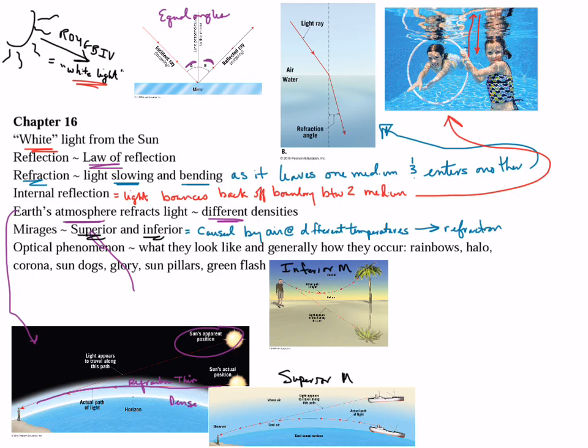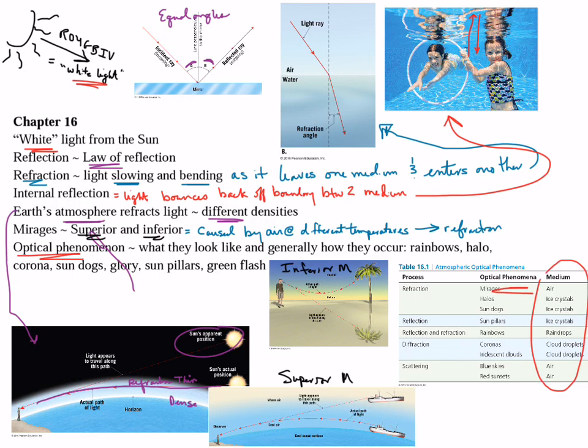Then the last one, okay, I just went ahead and brought in this table from your textbook. The third column lists the different optical things: mirage, halos, sundogs, sun pillars, rainbows, coronas, iridescent clouds, blue skies, and red sunsets. And then the last column is what's causing them. So I think that's kind of cool.